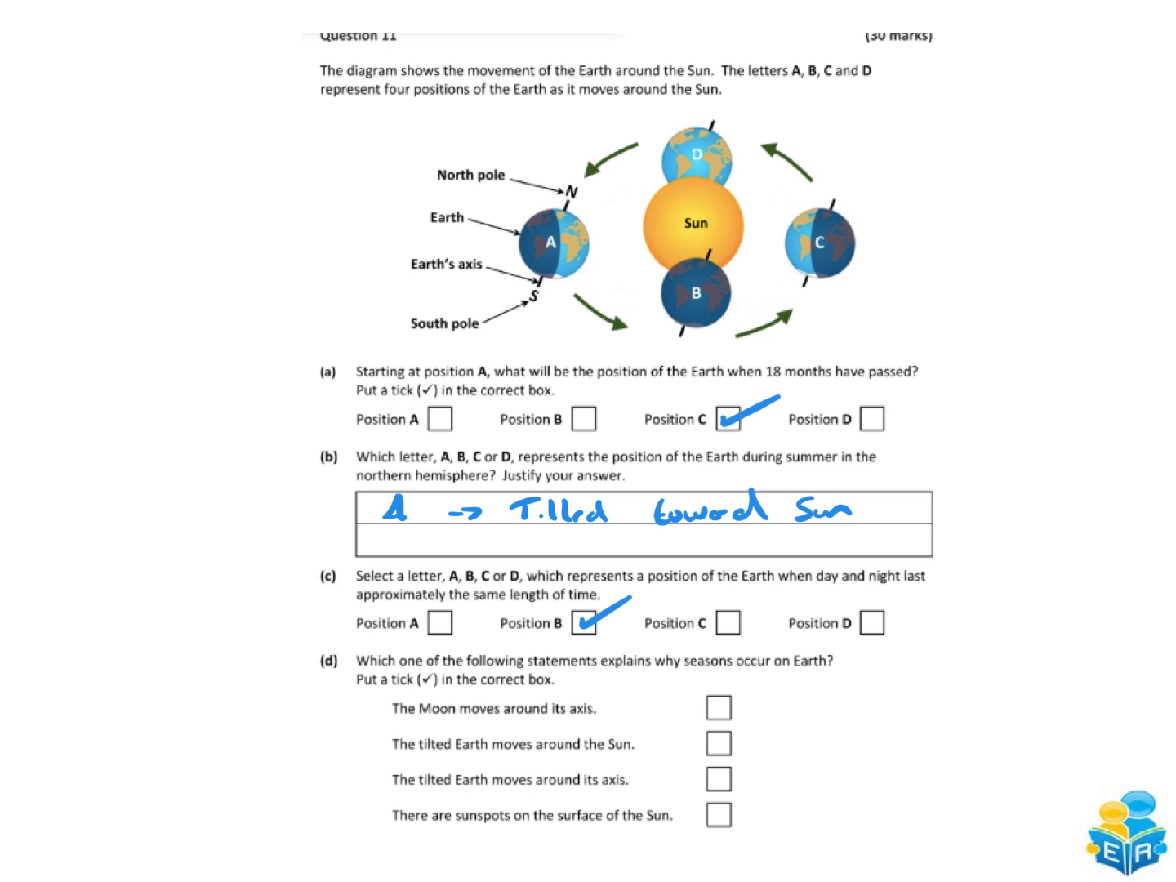And then which one of the following statements explains why seasons occur on Earth? The moon moves around its axis, the tilted Earth moves around the Sun, the tilted Earth moves around its axis, or there are sunspots on the surface of the Sun. So this is the tilted Earth moves around the Sun, okay, which we came across earlier on.